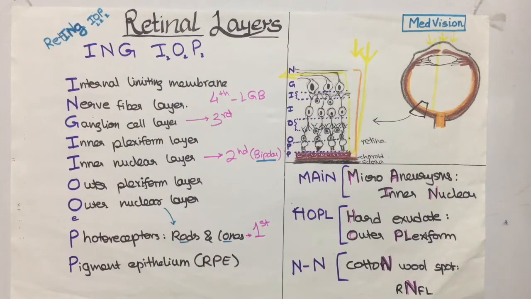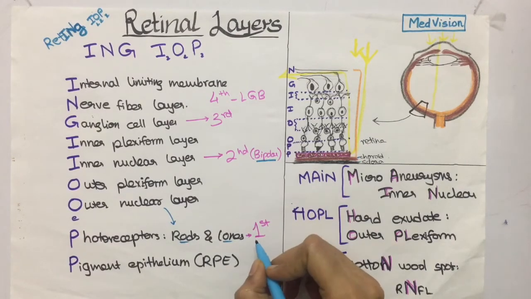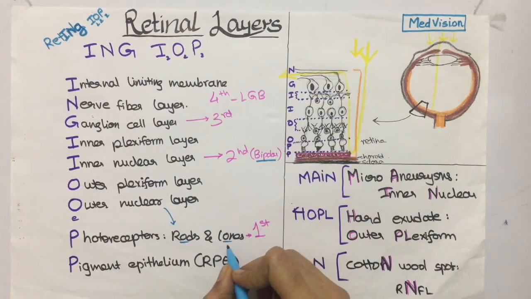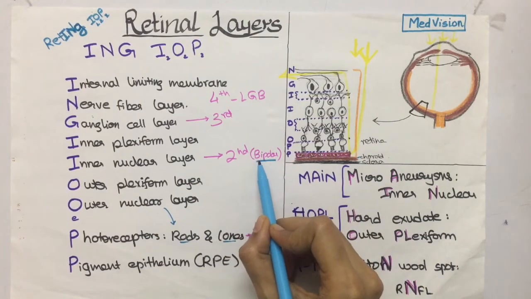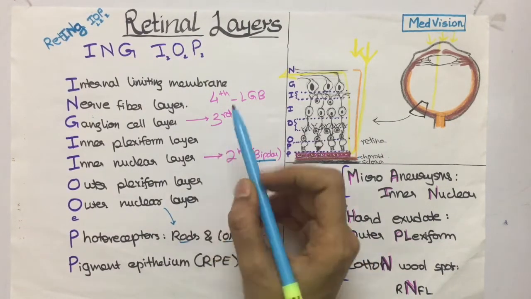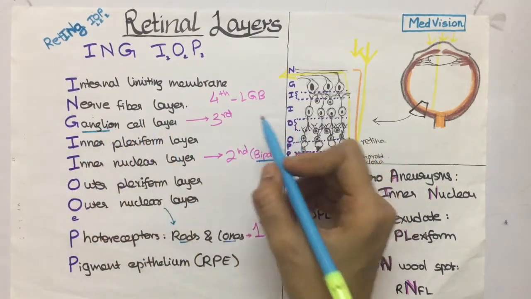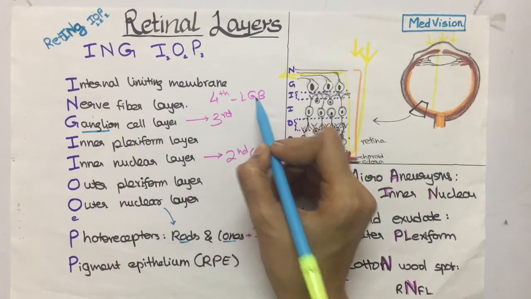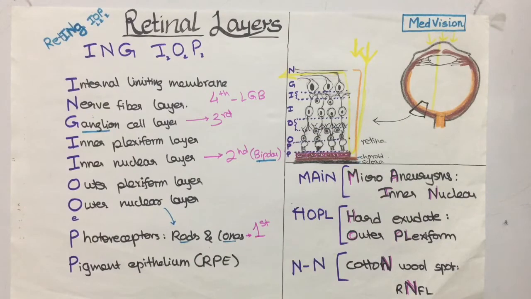Now let's see the order of neurons that are present in the optic pathway. The first order of neurons is the rods and cones. The second order is the bipolar cells. The third order neurons are the ganglion cells, and the fourth is the lateral geniculate body. Now here I have mentioned some mnemonics to remember because these are also asked previously and are important.